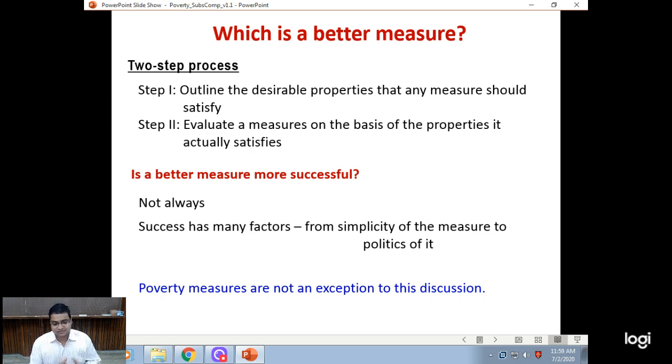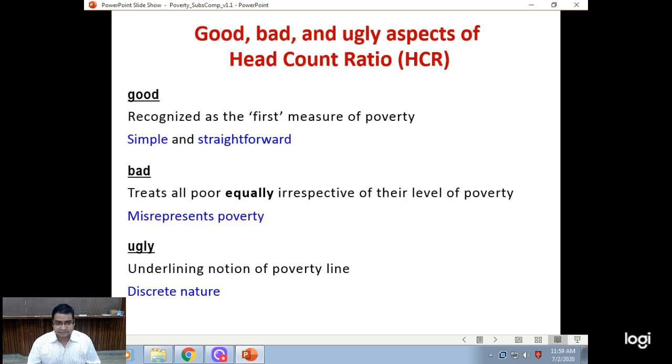This is the current paper, which is at a working paper stage, where I am looking at poverty measures, and poverty measures are not an exception to this trend that the best measures are not always the most successful measure. A very good example to start with in poverty measures is the most crude, or most basic measure, that is the head count ratio. There are very good aspects of the head count ratio.